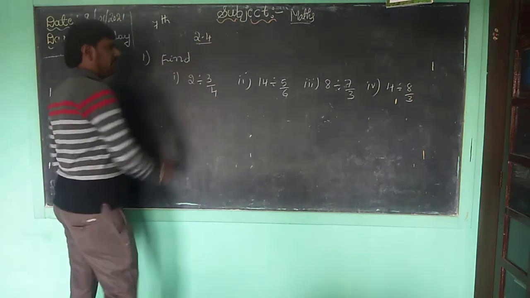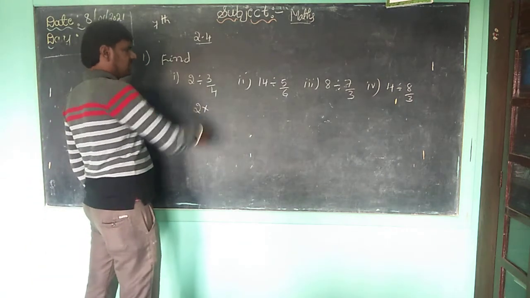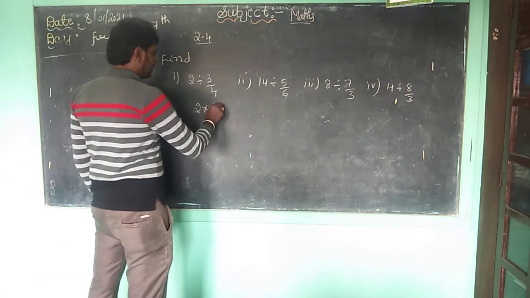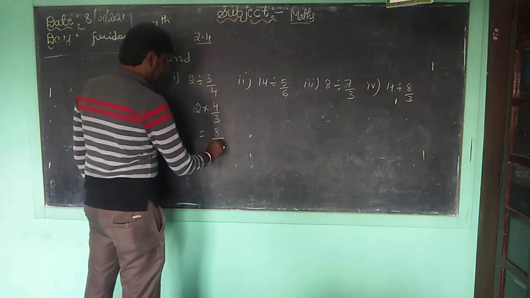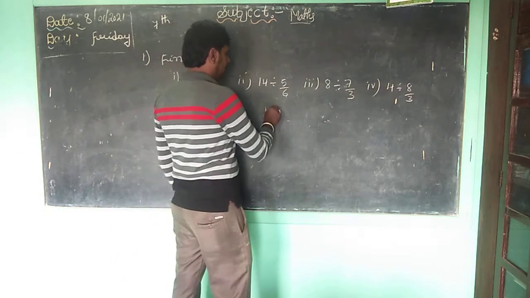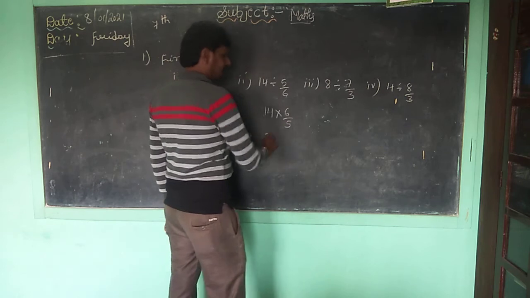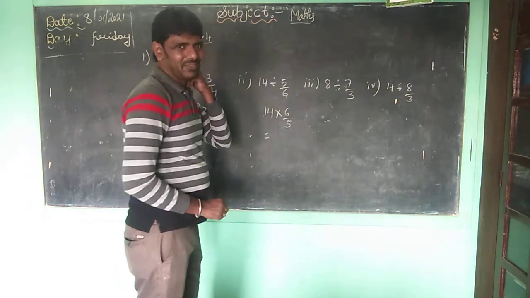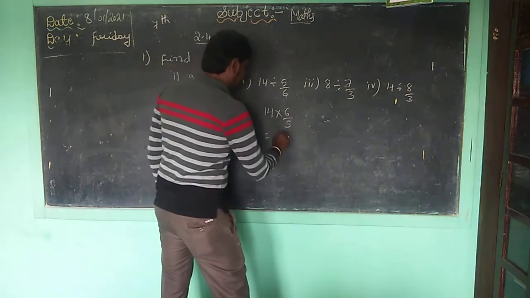So see, children, find 2 divided by 3 by 4 means write 2 as it is. It is 3 by 4, you want to take the reciprocal, 4 by 3, you want to multiply, children. 8 by 3. And here also 14 divided by 5 by 6. Write 14 as it is into the reciprocal, which means 6 by 5. Correct, children? Now 14 times 6 is 84 by 5.